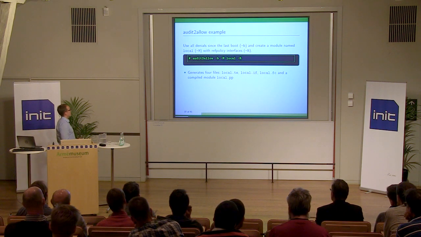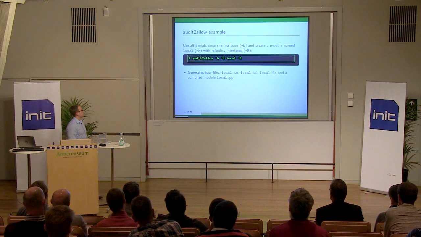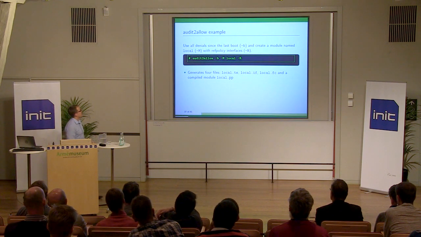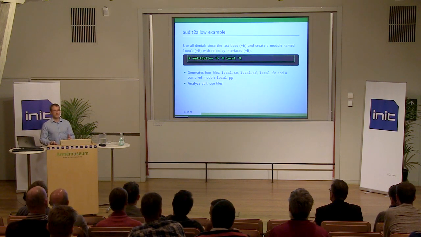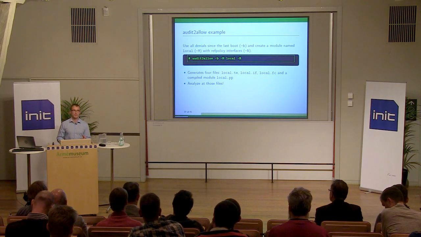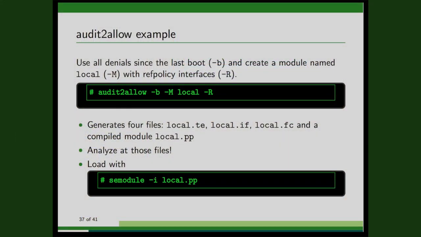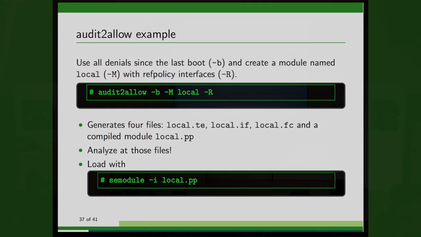This will generate three files: a .te file, an .if file, nothing will be in there, and a .fc file. Then it will compile all of those files into the compiled module, with the extension .pp. You should analyze those files. Look in the .te file if the access that is specified there is something that you really want to have on your system. If you're satisfied with that, then you can finally load it with semodule -i. Then it's running in your system and those denial messages should not be there anymore.